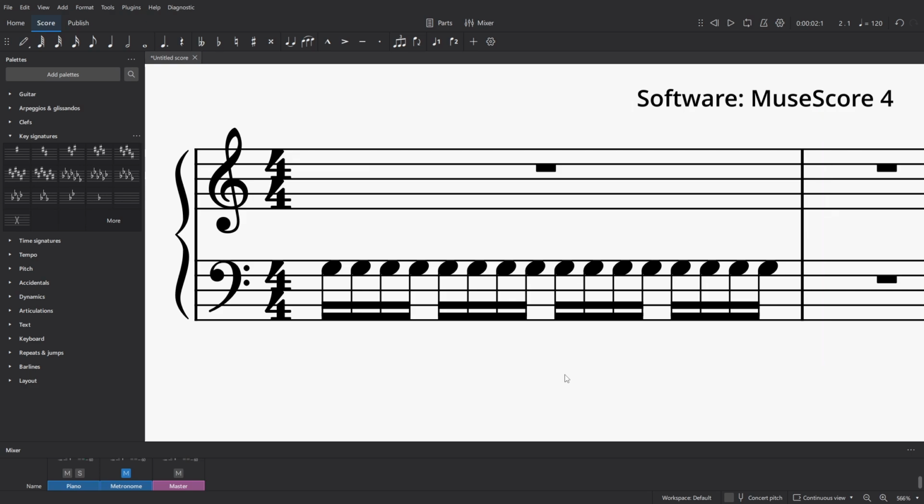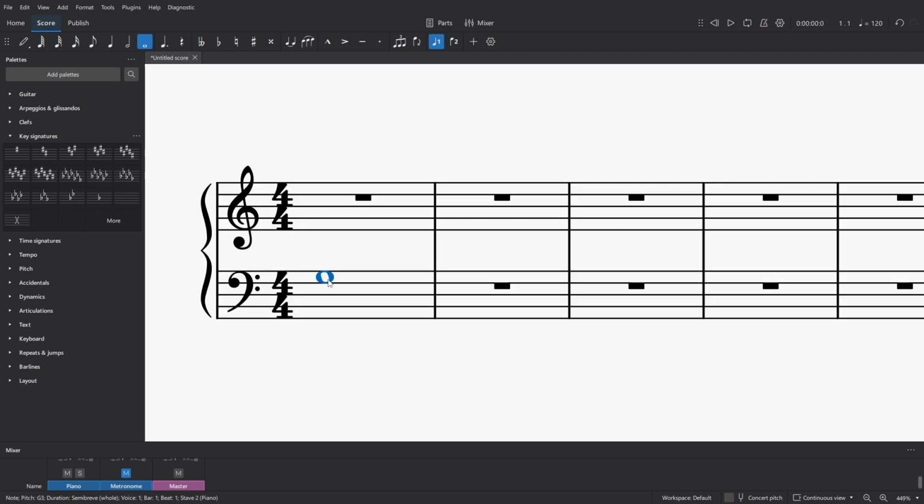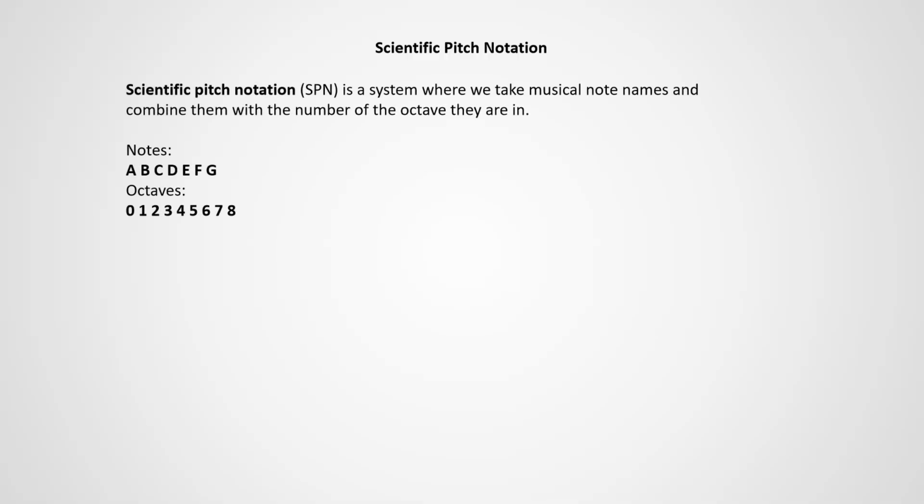So whatever notation system you create, they have to show which note to play, the speed of the notes, and the length of the notes. So I generally can't read these things, and what I normally do is just look at the bottom left corner, and it tells me the note, G3. Wait, what's this, G3? This is called scientific pitch notation. Scientific pitch notation is a system where we take the musical note names and combine them with the number of the octave they are in.